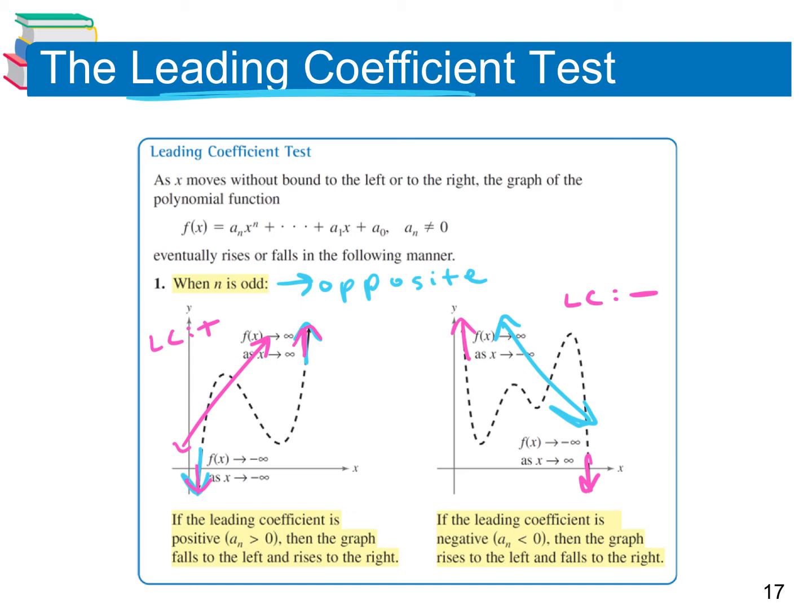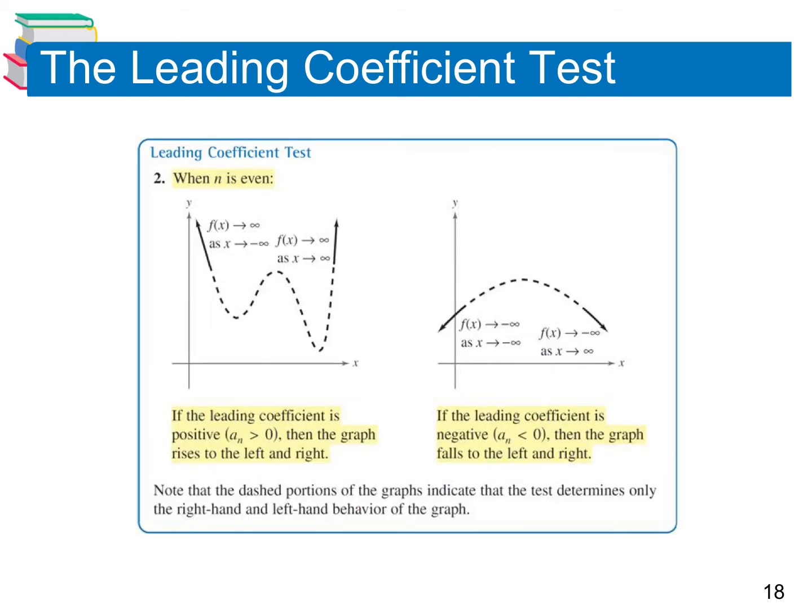So our end behavior of our graph, when our exponent is odd, goes in opposite directions. When it's even, it kind of looks like a parabola. Our end behavior is going to go in the same direction. So if our leading coefficient is positive, your end behavior is going to go up and up. If your leading coefficient is negative, it's going to go down and down. So when it's even, it goes in the same direction.